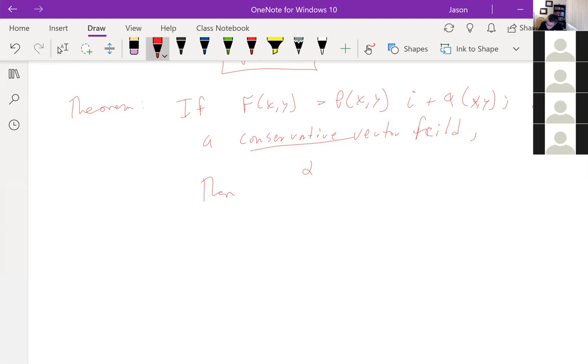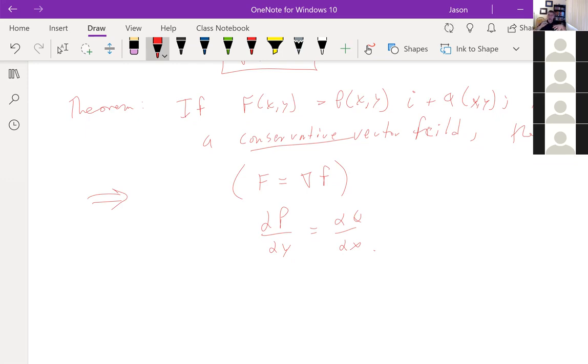If it's conservative, again, what does it mean to be conservative? That there exists f such that the force field F is equal to the gradient of f. There exists some other function, the parent of this. That's what it means to be conservative. If it's conservative, then what do we know? We know that dP/dy is equal to dQ/dx. So this is this direction.